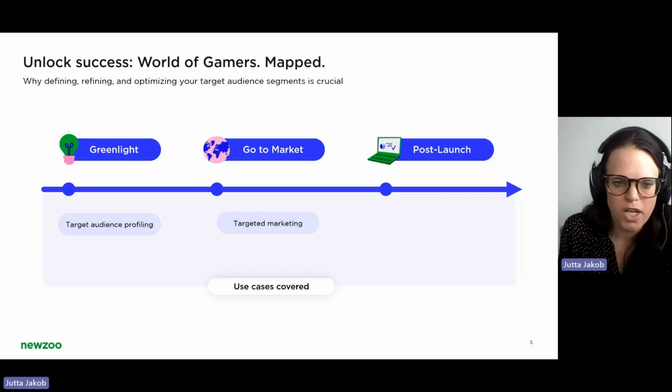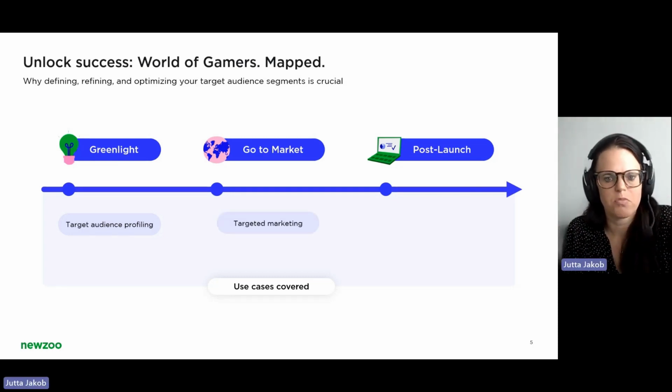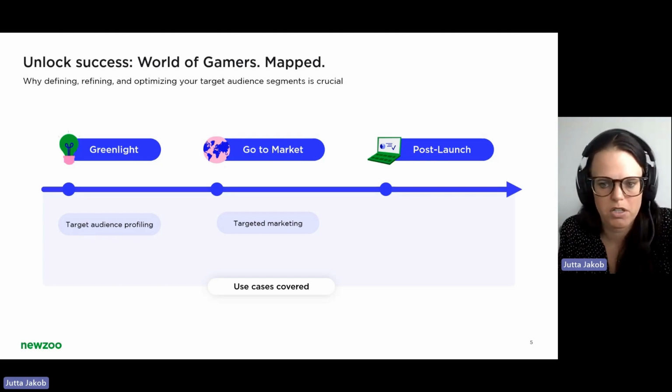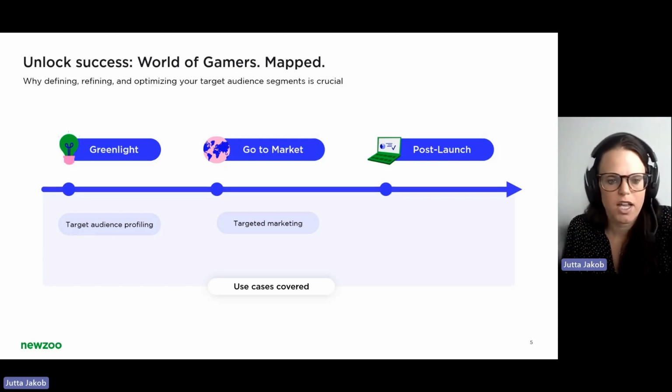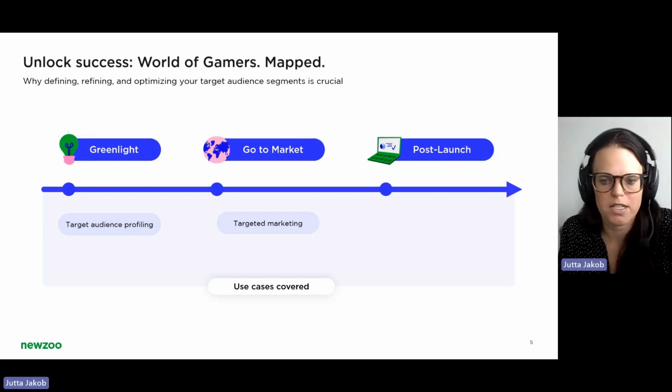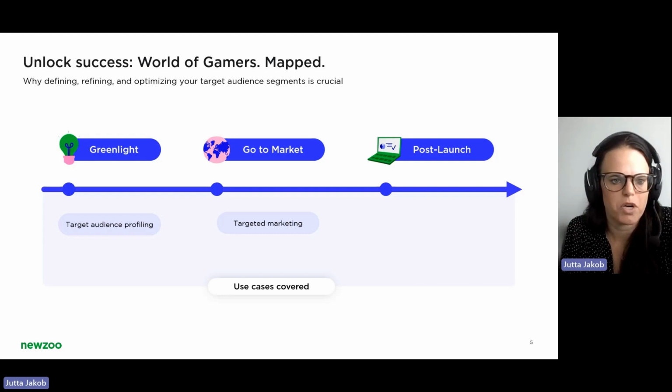As you then get closer to the game's launch, it becomes essential to make well-informed decisions regarding your marketing strategy. Leveraging gamer audience data can help you to define and refine your approach to maximize your return on investment on your marketing spend.